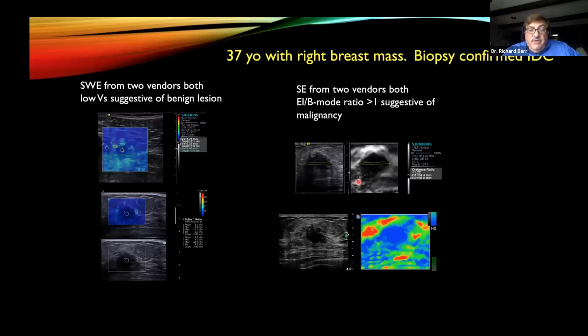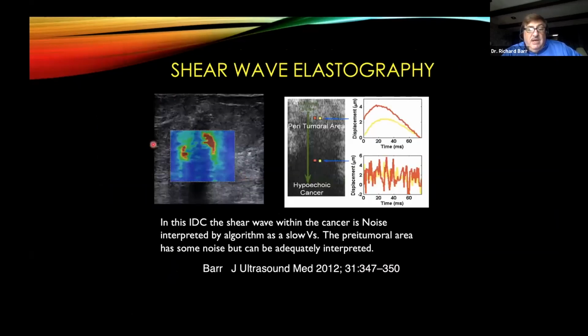Again, we've looked at this in great detail. Every vendor on this tumor had shear wave below the cutoff values, suggesting it was a benign lesion. Every vendor had an E to B ratio of greater than 1, suggesting it's a malignant lesion. So this is not a vendor-specific problem. This is really a histology problem. And we worked at this. On my system, I'm allowed to see the displacement curves or watch how the shear waves are tracked.